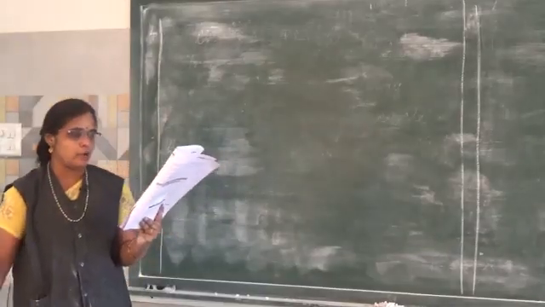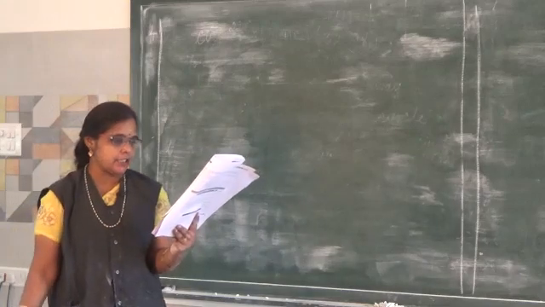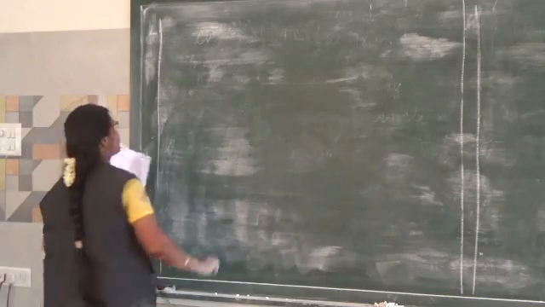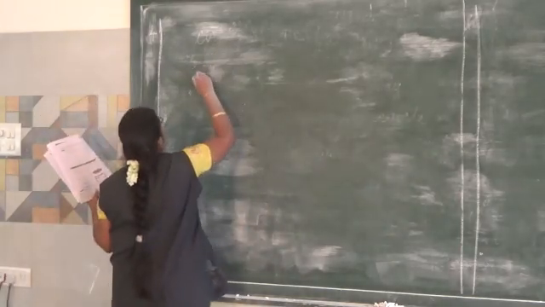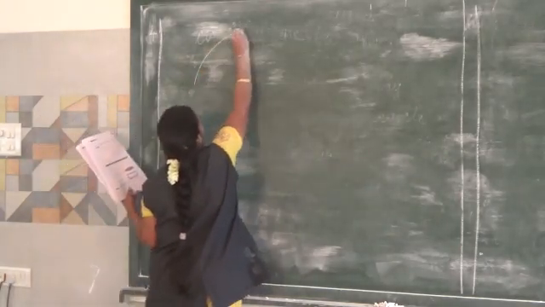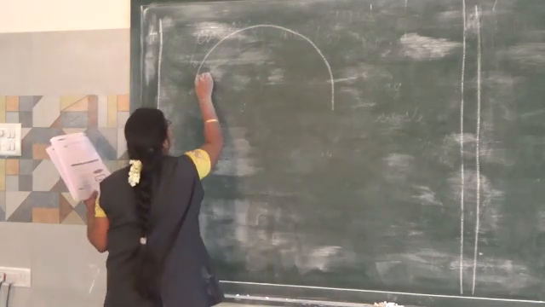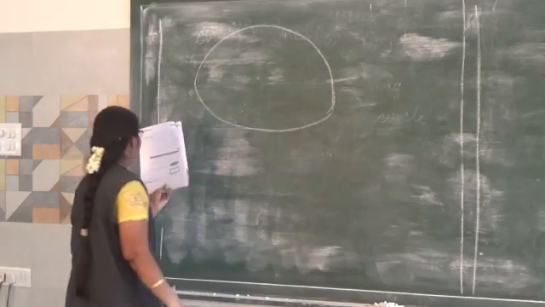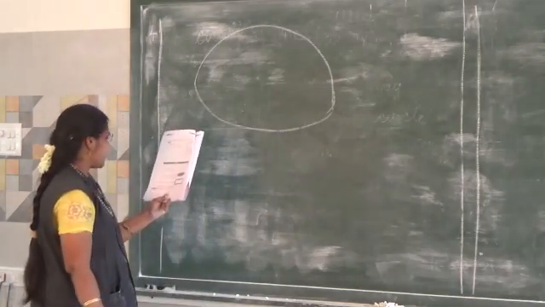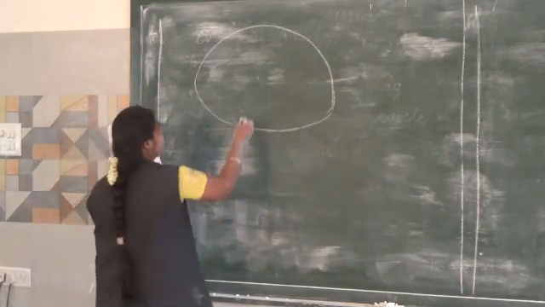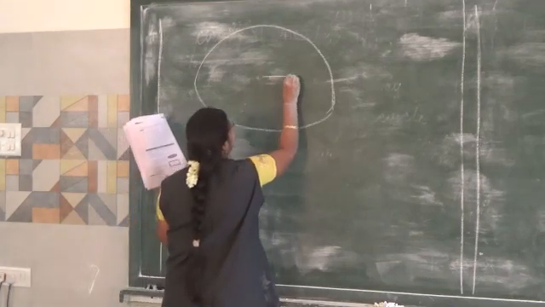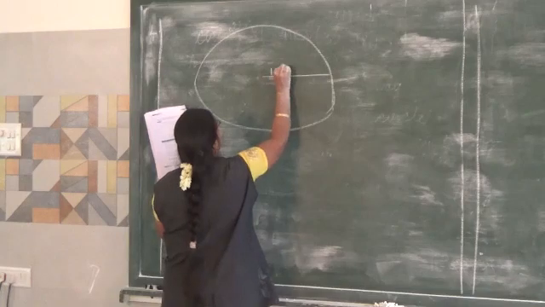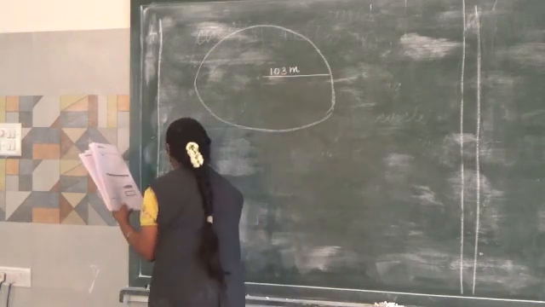A school ground is in the shape of a circle with radius 103 meter. This is a school ground. We will take it as a round shape. The school ground is in the shape of the circle. The radius they have given us is 103 meter.